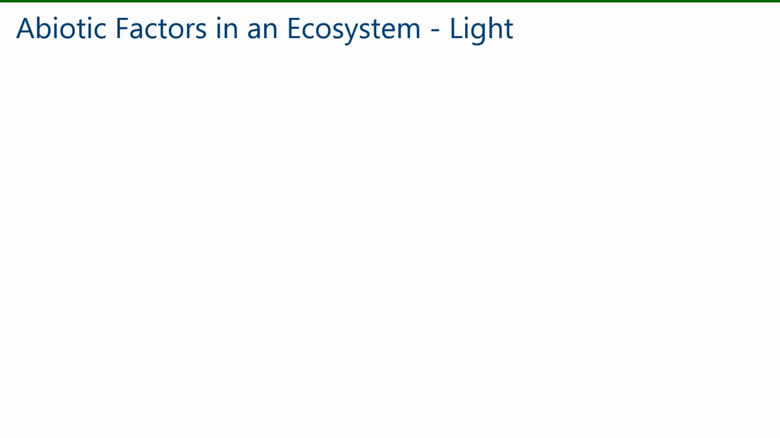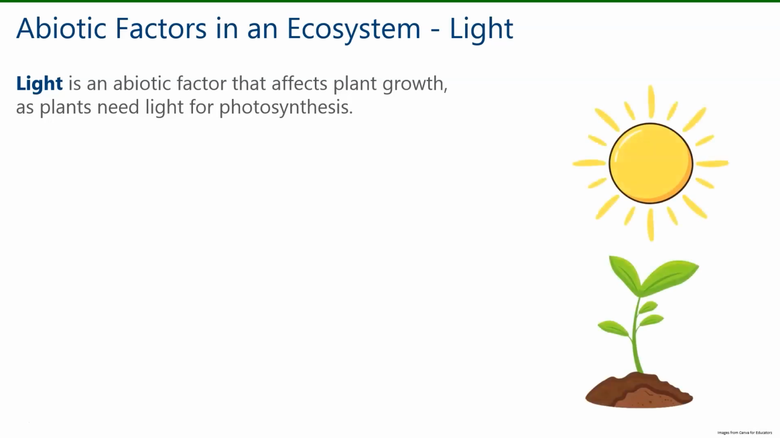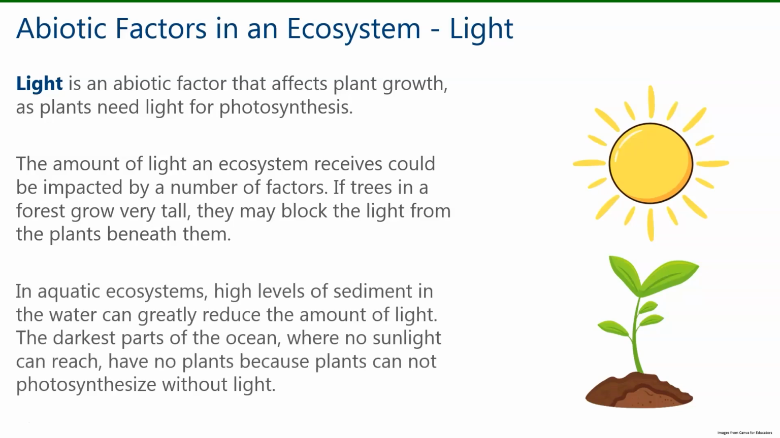Light is another abiotic factor that's important in an ecosystem. Light is an abiotic factor that affects plant growth, as plants need light for photosynthesis. The amount of light an ecosystem receives could be impacted by a number of factors. If trees in a forest grow very tall, they may block the light from the plants beneath them. In aquatic ecosystems, high levels of sediment in the water can greatly reduce the amount of light. The darkest parts of the ocean, where no sunlight can reach, have no plants because plants cannot photosynthesize without light.